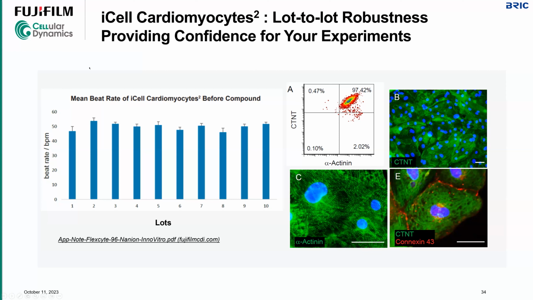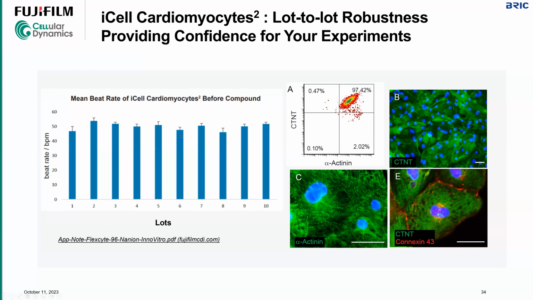So this is just a very quick snapshot of such data we can easily provide for other cell types as well. In this case, we are focusing on iCell cardiomyocytes² from 10 different lots, looking at functional assessment, like mean beat rate across different production lots, which were cryopreserved at different time points, again, independently. So you can see how beautiful these cells are.